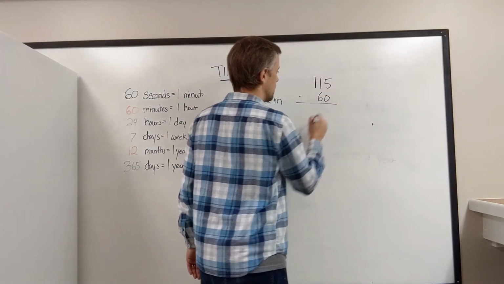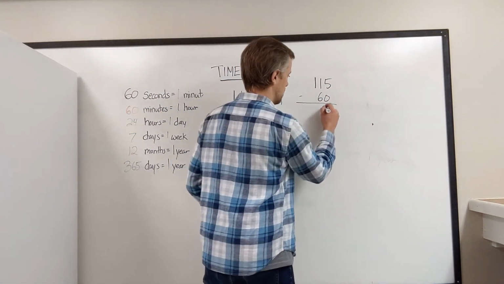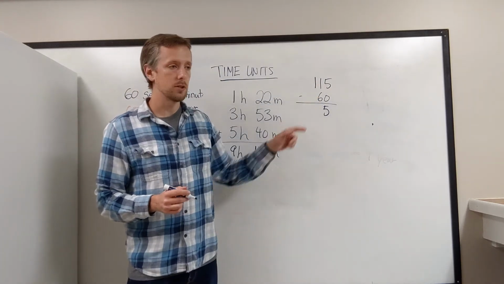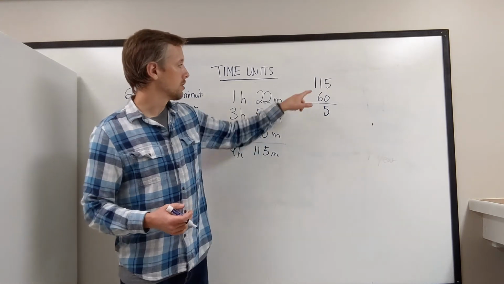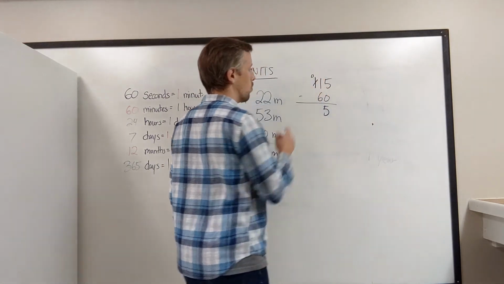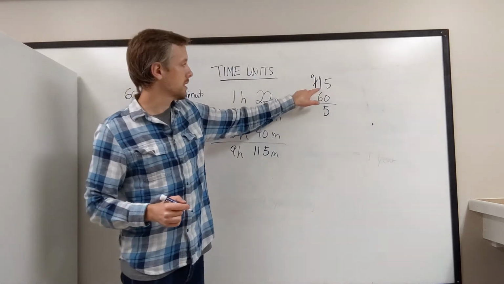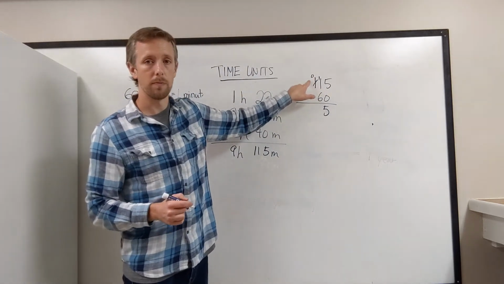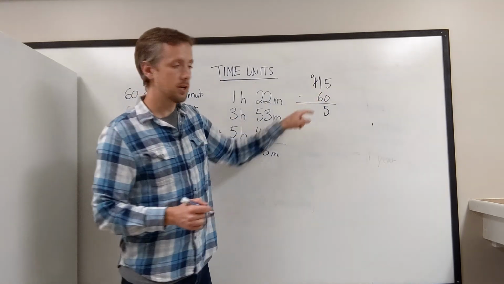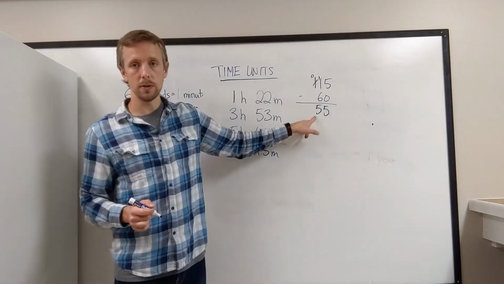115 minus 60. Okay, again, we start with units. 5 minus 0 is 5. And then we do the tens. 1 minus 6. Well, 1 is smaller than 6. You can't take 6 out of 1. And so we have to borrow from the hundreds. So we take 1 away from the hundreds, and we add 10 to the tens unit. So this now becomes an 11, and this becomes a 0. And the 11 here, now we can take 6 away. So 11 minus 6 is going to be 5. And we have 0 hundreds left over, so our answer is 55.